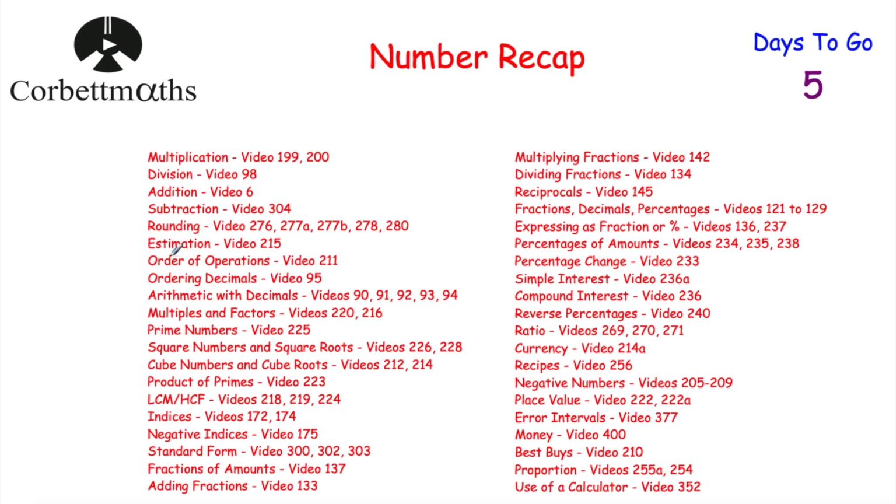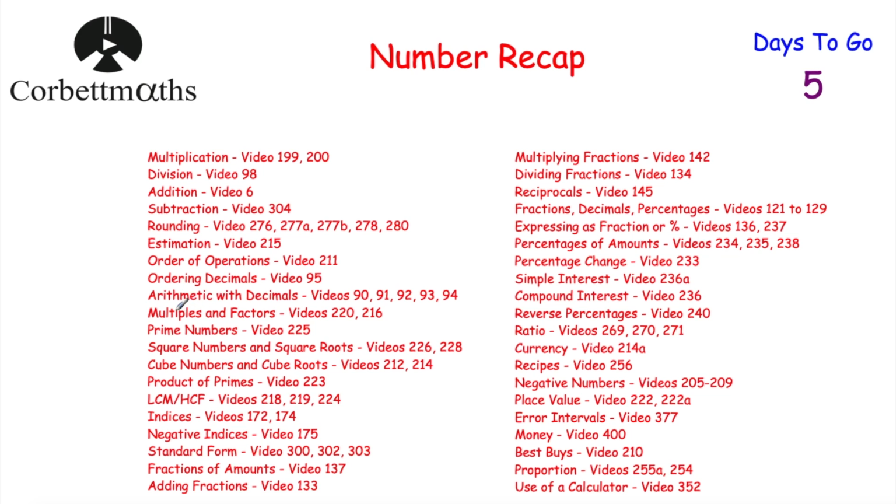In terms of order of operations, make sure you know the order of operations, so your brackets, then your orders or your indices, that's like your squareds and your square roots and your cubes and things like that. Then your divisions and multiplications, and then your additions and subtractions. So make sure you know the order of operations. Make sure you know how to order decimals. So in terms of ordering decimals, some students find it quite useful to put zeros on the end to make them all the same length as each other, and then just put them in order. Make sure you're confident with your arithmetic with decimals.